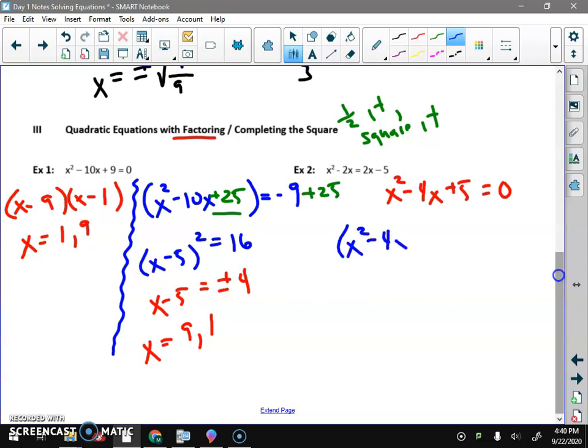Good practice for us. Group, leave a hole. You know what? I'm going to change this one up because some of you might like to keep the 5 on the same side. That's fine. Half of 4 is 2, squared is 4. If I balance on the same side, over here on the other side, I did plus 25, left and right. Here I do plus 4 and minus 4, both on the same side.